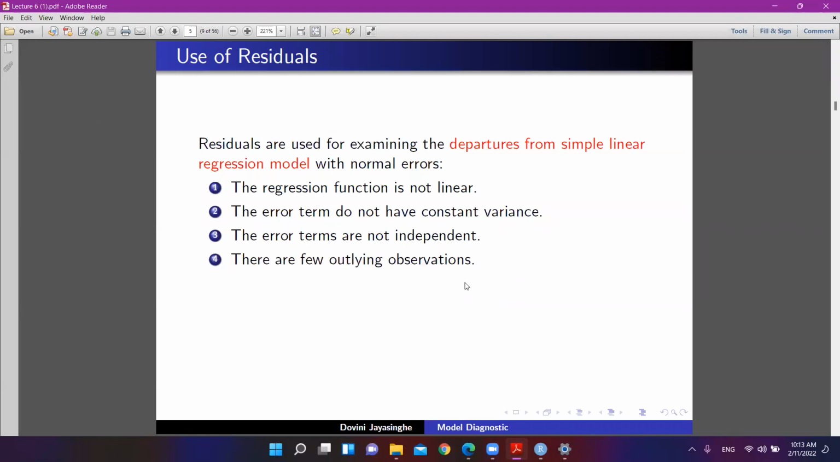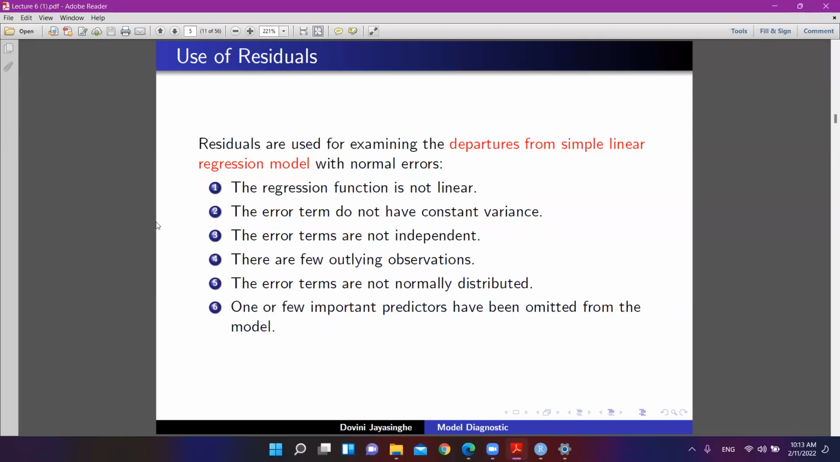There are a few outlined observations. The error terms are not normally distributed. One of few important predictors have been omitted. So this thing could be related to multiple linear regression, because here actually we are dealing with just one predictor, that is just one X variable. Okay, so this is generally given here.